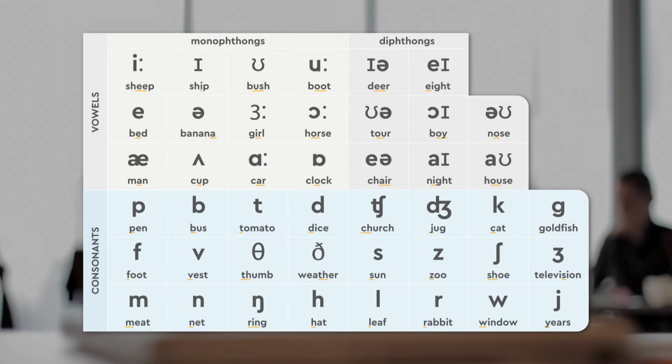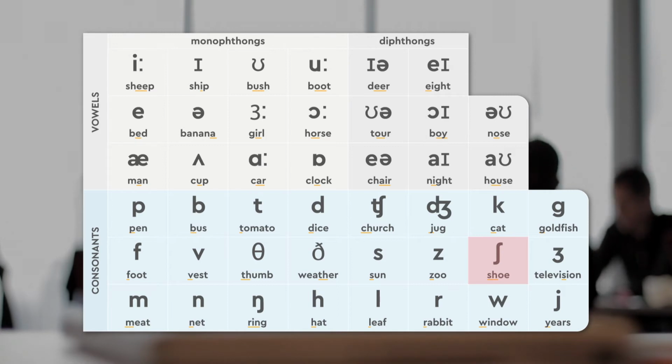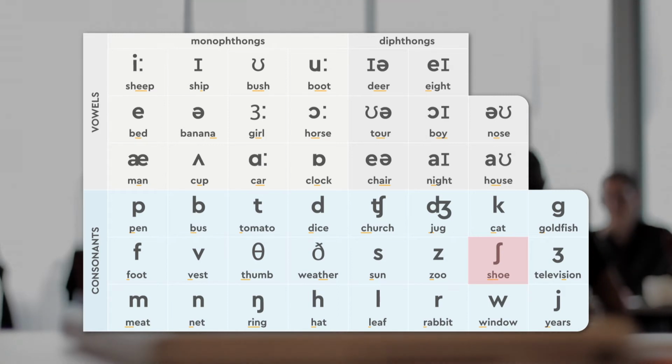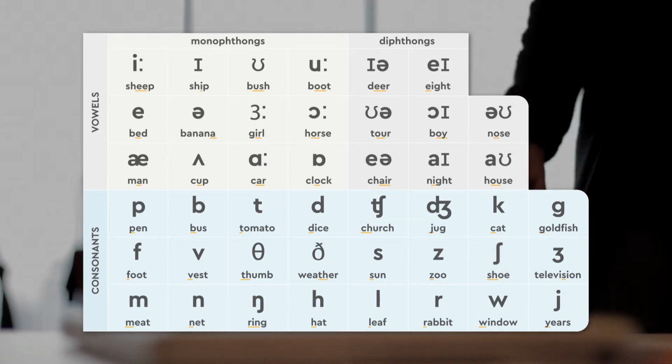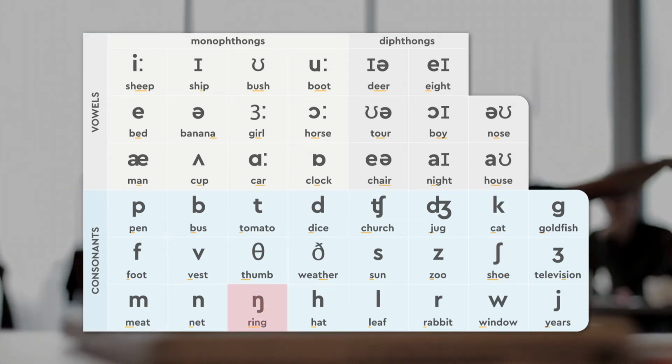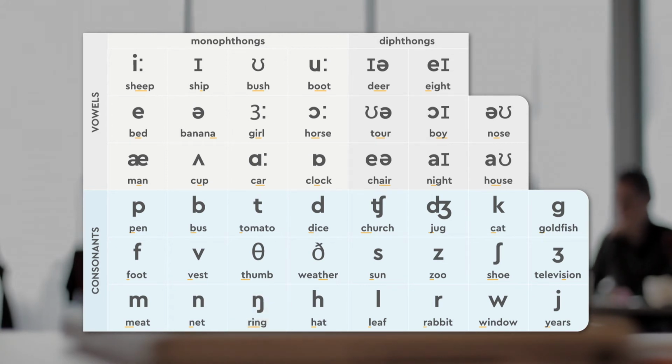Moving along, you should be able to see the picture of a shoe, and this is the sh sound. Shower, shoe. On the bottom line, the third one in is the sound. So ring, bring. And the rest of the consonants are quite straightforward, matching the letters in the alphabet.